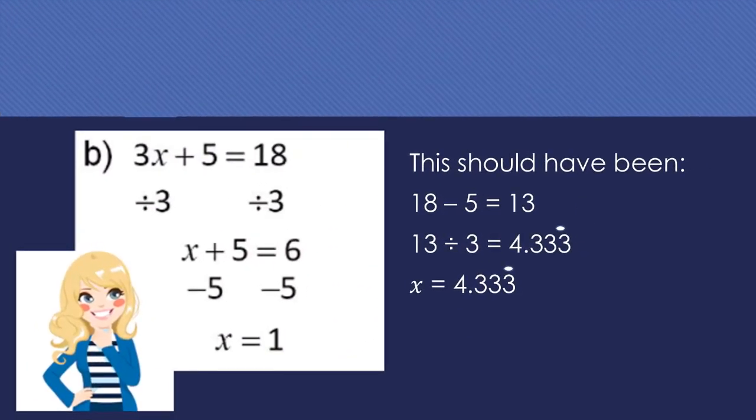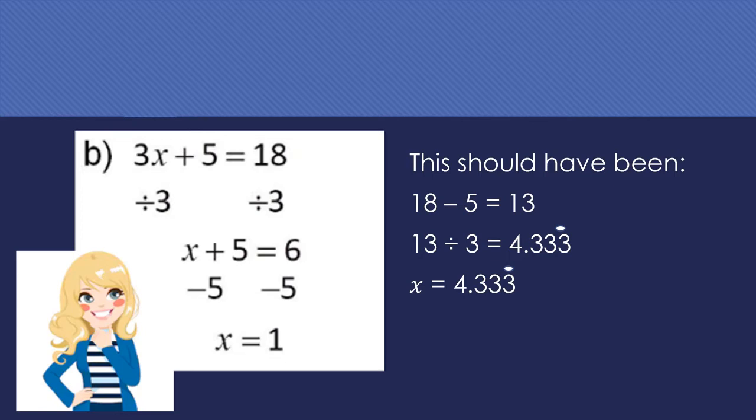Now for question B. In this question, we should have done 18 minus 5. The inverse of addition is subtraction. We leave the 3x alone for now. We focus on the plus 5 and we do the inverse. So 18 minus 5. If we minus 5 from both sides, then we end up with 13 on its own on one side of our balancing scales.